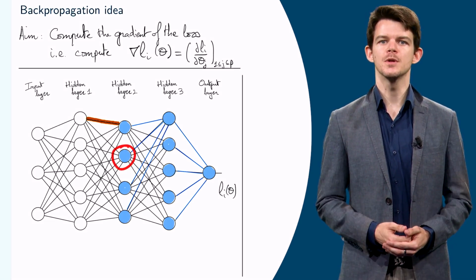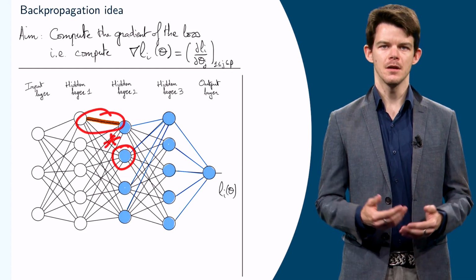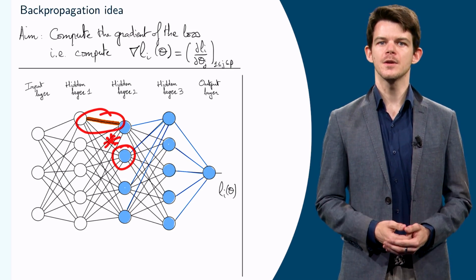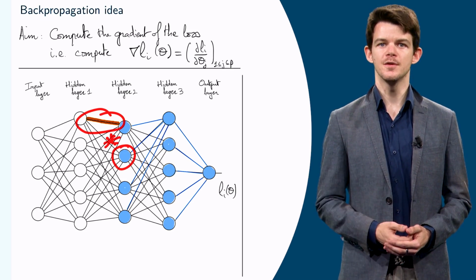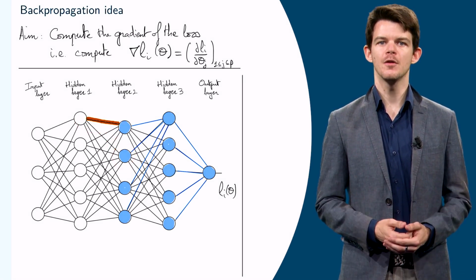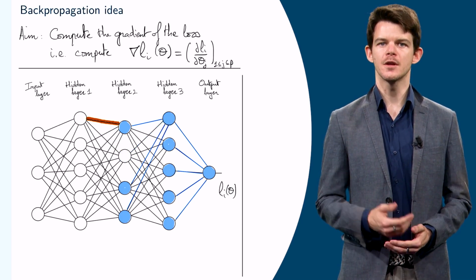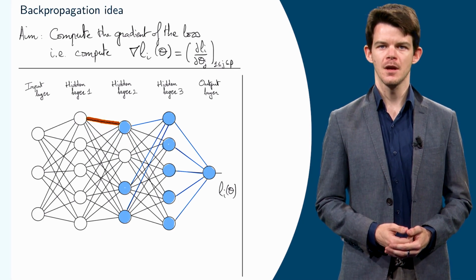Now recall that we want to compute the partial derivative of the loss with respect to the parameter in orange. Now let's take this neuron for example. Since there is no connection between this neuron and the parameter in orange, you see that the output of this neuron is independent of the parameter in orange. So this connection won't appear in the computation of the gradient of the loss with respect to the parameter in orange. So we can remove it.